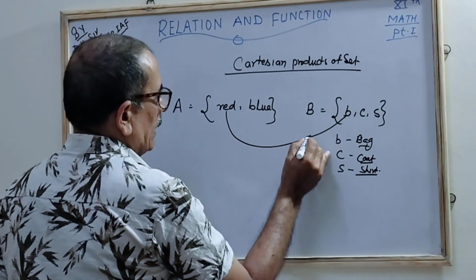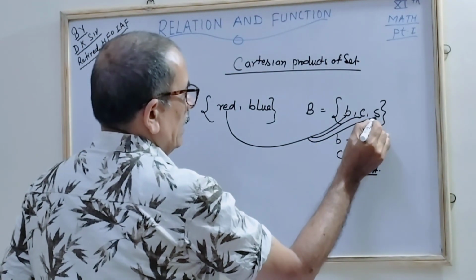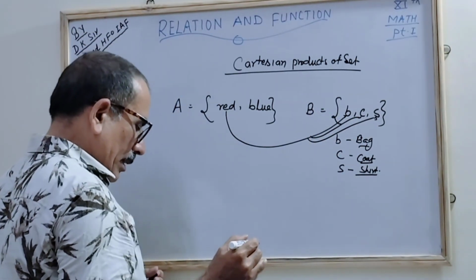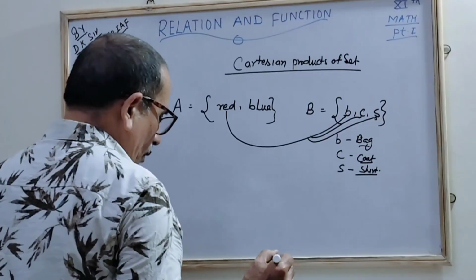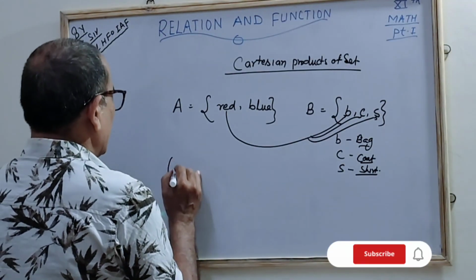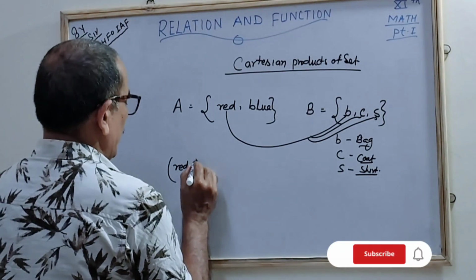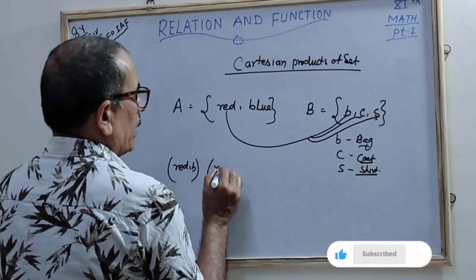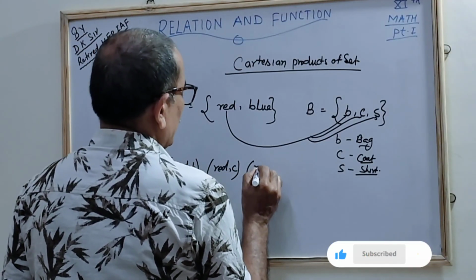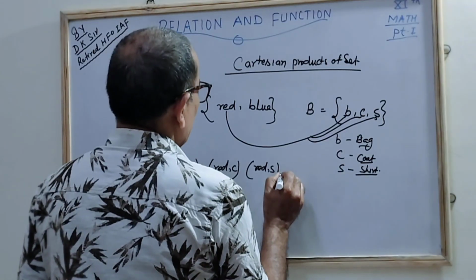Again you will take the red with the C. Again you will take the red with the S. Correct? So your Cartesian product will always be in the form of a pair. So what will you write? The pair becomes the red, and the next will be the B. Correct? The next pair will be the red C. The next will be the red S. Correct? And the fourth will change.